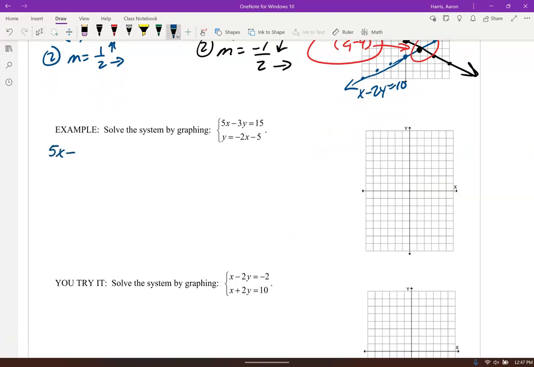You notice this first one we have is not solved for y. So let's solve for y. Divide by -3. So the y-intercept is -5. Up 5, right 3.